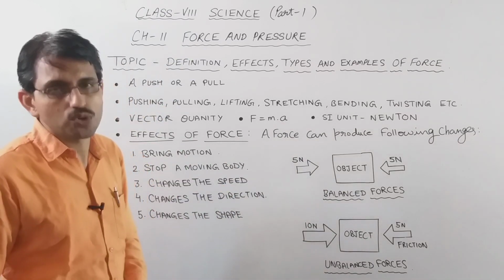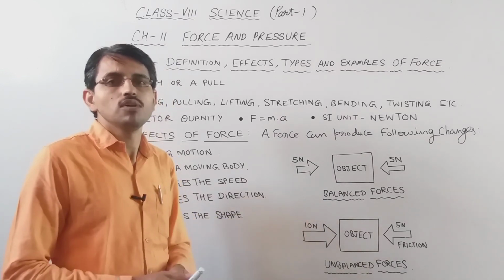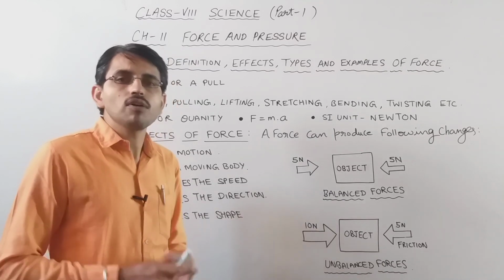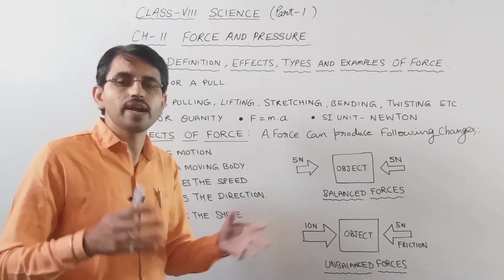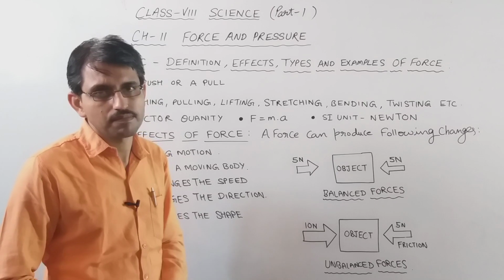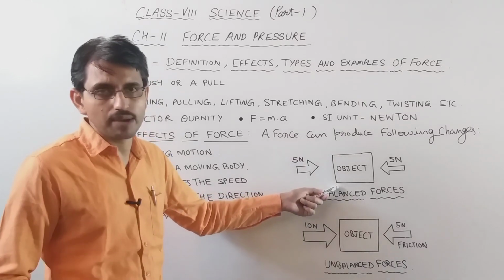Now we will talk about two types of forces, balanced forces and unbalanced forces. What are balanced forces? Let's see. If the resultant of all the forces acting on a body is 0, in other words, if the net force acting on the body is 0, the forces are said to be balanced. As you can see, I have shown an object. It may be a box lying on a table.